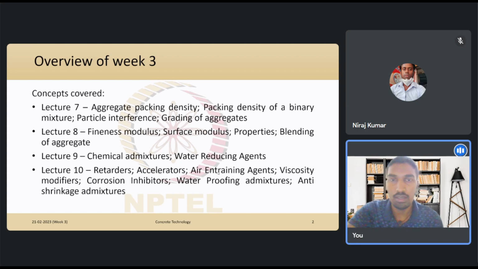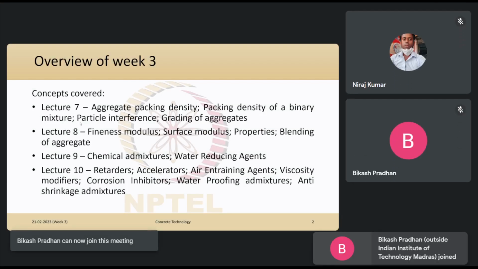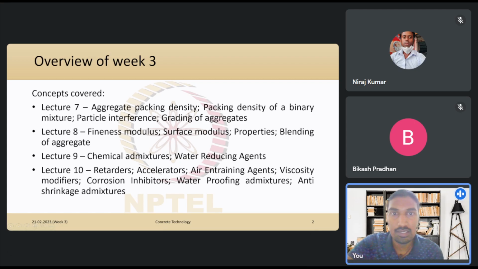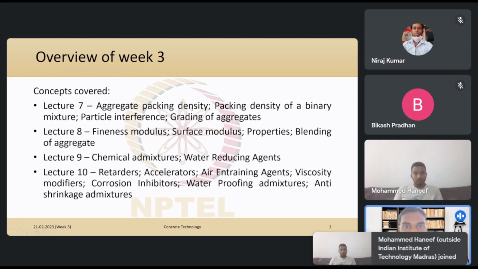So the overview of the concepts that were covered in week 3. It was divided into 4 lectures this week, lectures 7 to 10. In the first lecture we continued our discussions with aggregates. So we started with aggregate packing density, right? How the packing density varies for different kinds of arrangement, and what affects density.